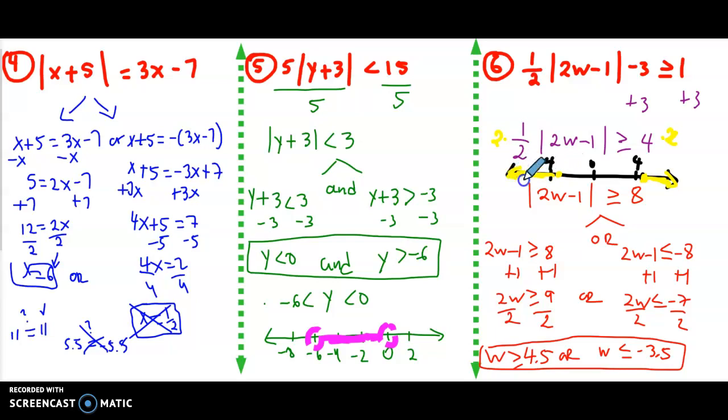Again, this is of interest because it includes all the solutions. Similar to what we have said before, an "and" problem, shading between the circles, and an "or" problem, shading outside of the circles.